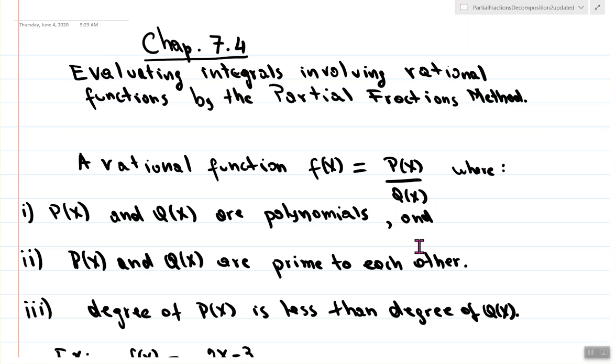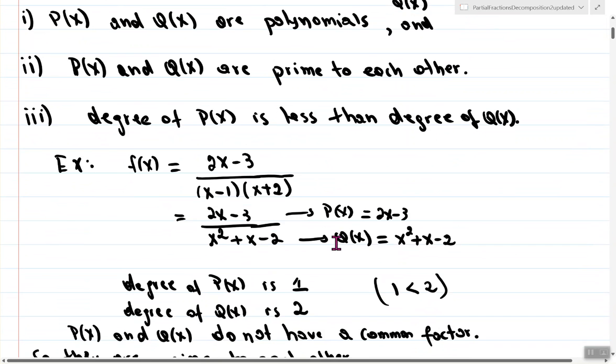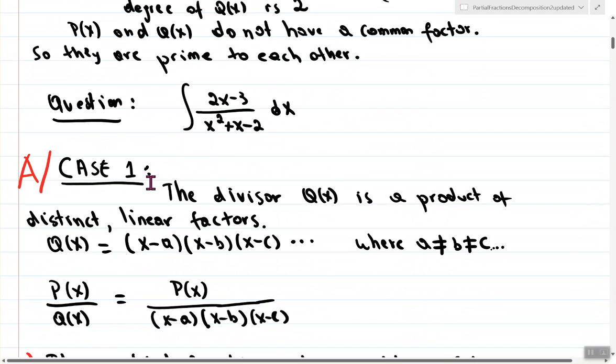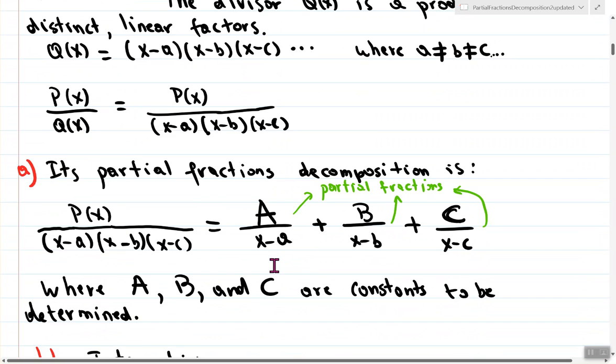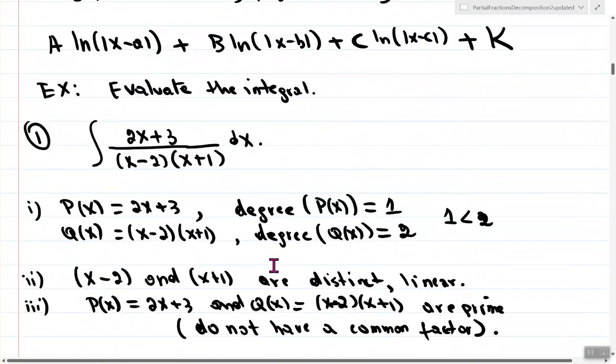Hello. So we will discuss chapter 7, section 4. We already discussed case 1 in our previous video. So today we're going to discuss case 2. Case 1 was about the divisor being a product of distinct linear factors. So we go to case 2.